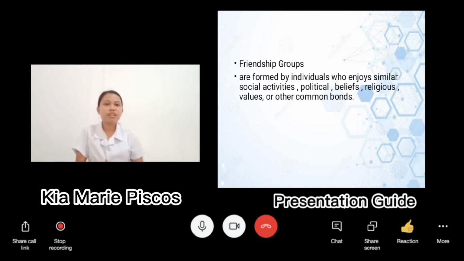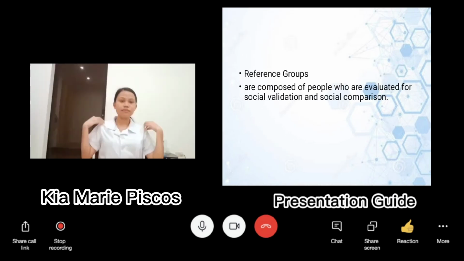It could be that the members share common characteristics like their age, their political beliefs, especially now that the election is fast approaching. Right, if you have the same candidate, there's a possibility that the two of you will click. And aside from that, it could also be religious values. So if we compare friendship groups to an intimate relationship, it is what they call MU or mutual understanding. It means both of them share the same feelings toward each other.